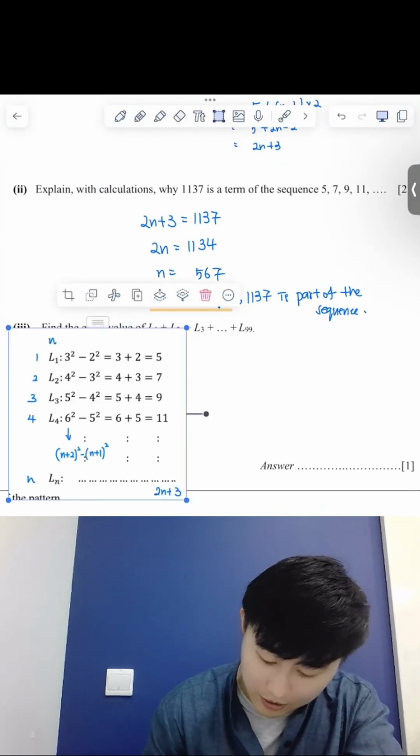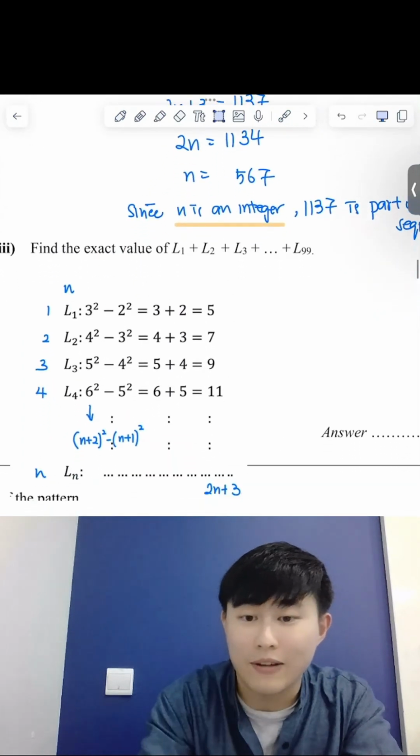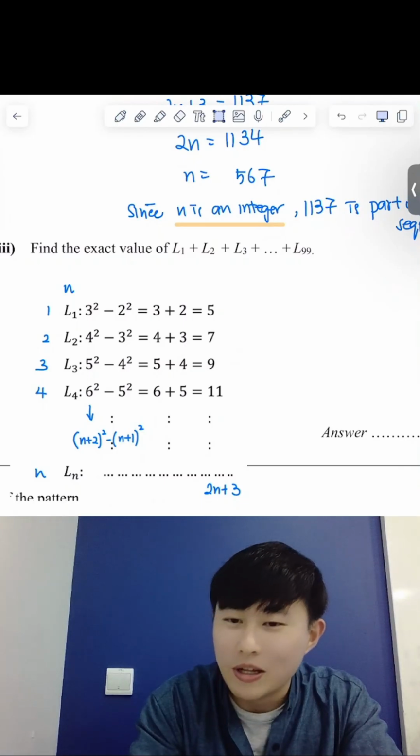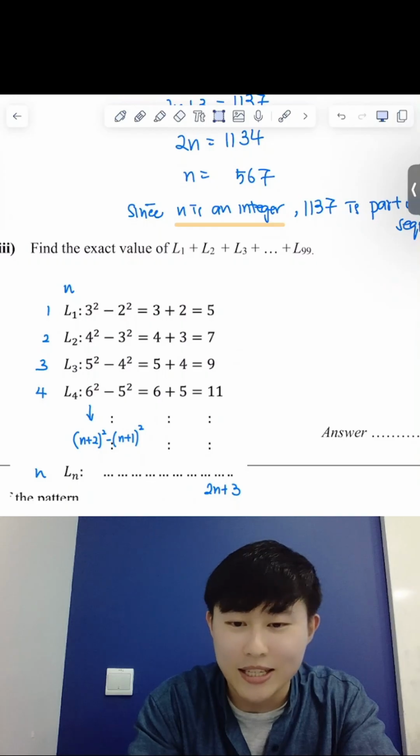Okay, let me bring it down here so it's easier for us to see. Okay, find the exact value. Can we use summation? You learned summation before, right? In E-math, no. In JC, yes lah. In H2, yes lah. So we did lah.